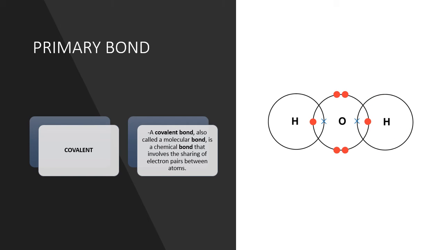The second type of primary bond is a covalent bond. A covalent bond, also called a molecular bond, is a chemical bond that involves the sharing of electron pairs between atoms. These electron pairs are known as shared pairs or bonding pairs, and the bond is the stable balance of attractive and repulsive forces between atoms when they share electrons. So we have an example here, which is the water molecule H2O, where the hydrogen shares one electron with the oxygen to make the oxygen outer shell have 8 electrons.